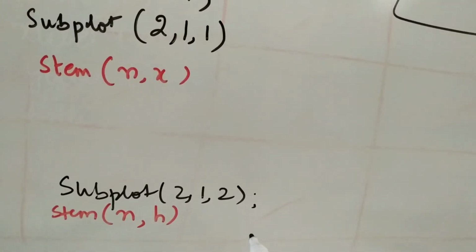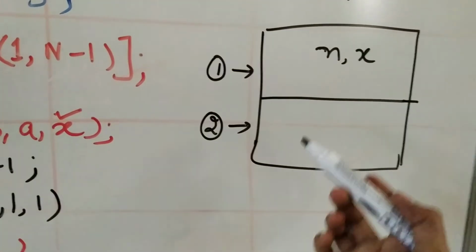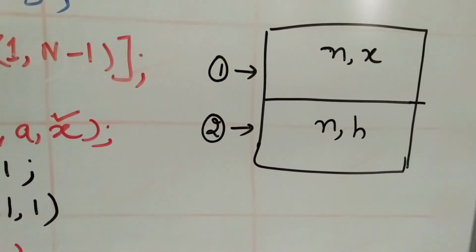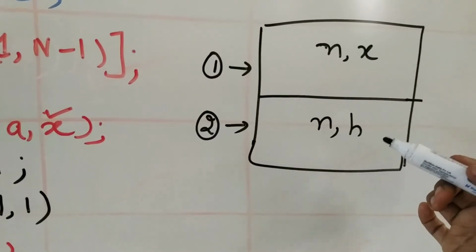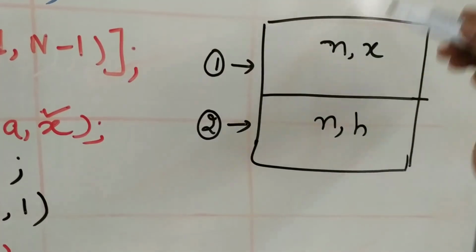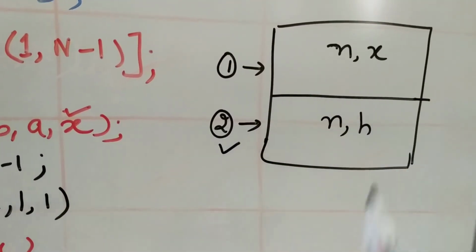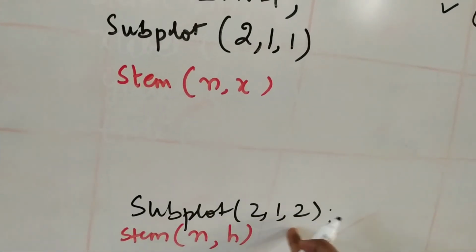This is by considering this logic. That is, the second graph will be n comma h. That will be the impulse response for the given sequence n. So first column and second row. So that graph will be fetched by using this subplot 2 comma 1 comma 2.